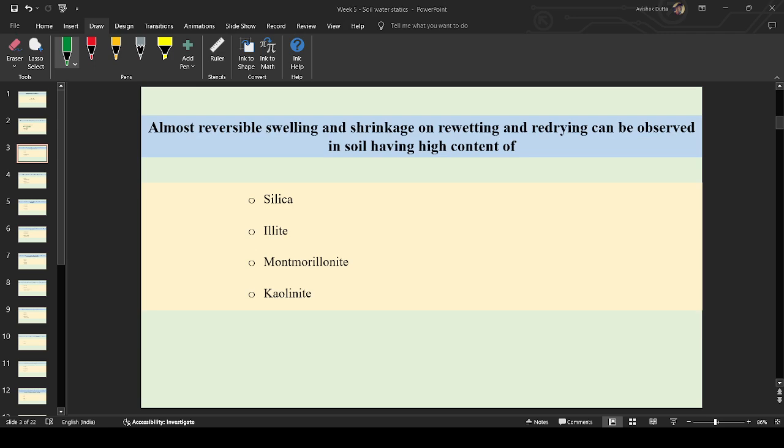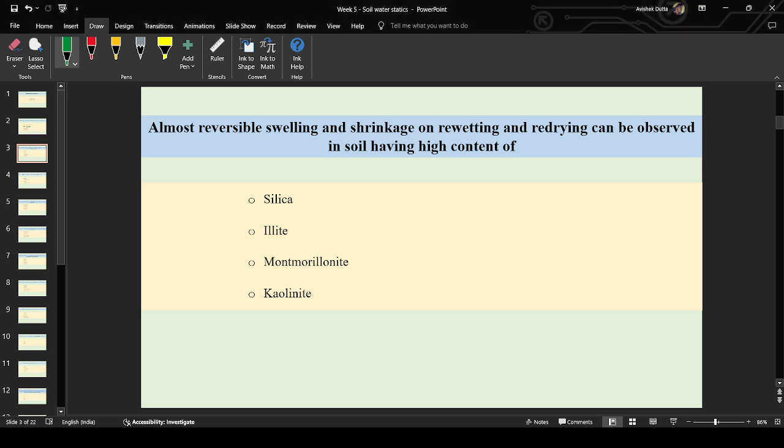Almost reversible swelling and shrinkage on rewetting and redrying can be observed in soils having high content of. What is the answer? This is also easy, I believe. C, sir, montmorillonite. Yes, because of their interlayer swelling. They have high magnitude of interlayer swelling.